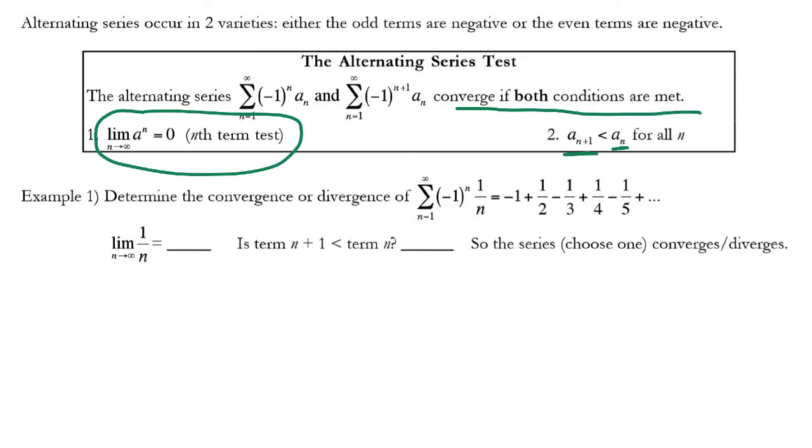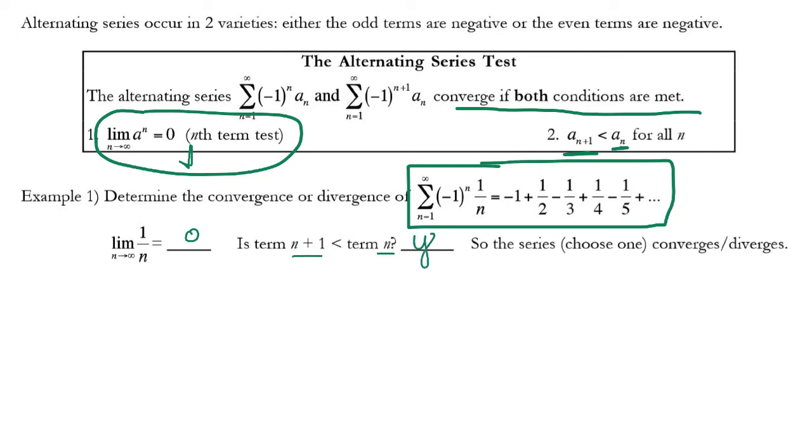So let's look and see. We're trying to determine what happens to this particular series. The first thing we do is check our nth term. Well, the limit as n approaches infinity of 1 over n does go to 0. So we've said, okay, that one works. Is the n plus first term smaller than the nth term? Notice our series: we have 1, and then 1/2, 1/3, 1/4, 1/5. So they are decreasing in value, so yes. So is the series going to converge or diverge? Well, it met both criteria, so it converges.